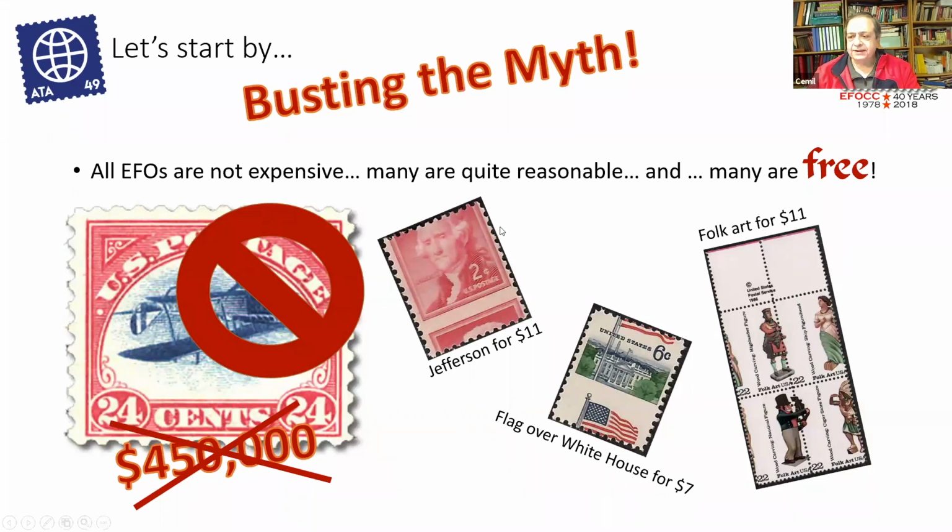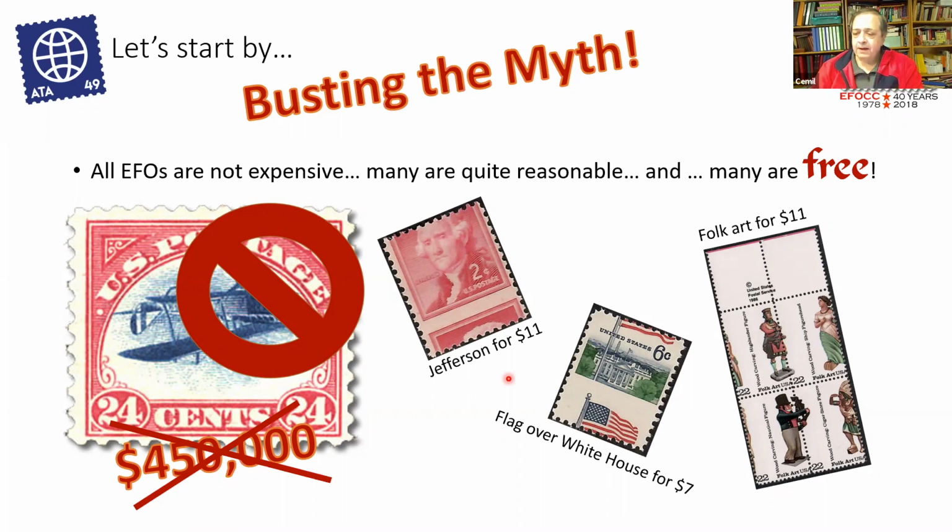You see here a stamp that shows Jefferson. So it's very thematic, of course. In the upcoming EFOCC auction, because we hold an auction at the EFOCC every quarter, the starting bid is about $11. It's actually $10. There would be a 10% hammer fee. So if you buy it at the entry price, it's about $11.